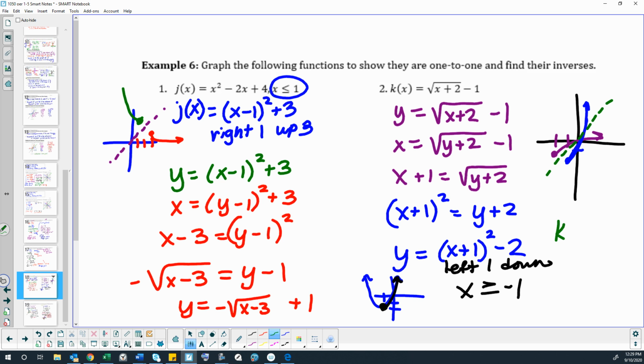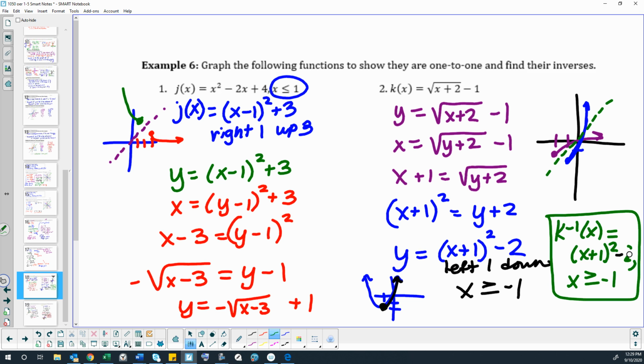So technically this would be inverse of k is equal to x plus 1 squared minus 2, and x has to be greater than or equal to -1. So our final answer for our inverse would be something like this.